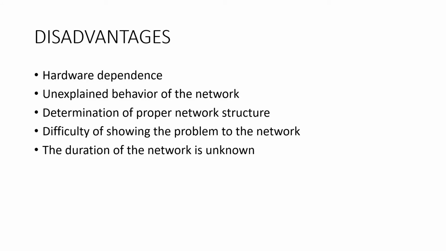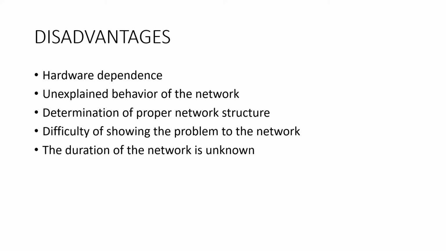Next is determination of proper network structure. There is no specific rule for determining the structure of artificial neural networks. Appropriate network structure is achieved through experience and trial and error.